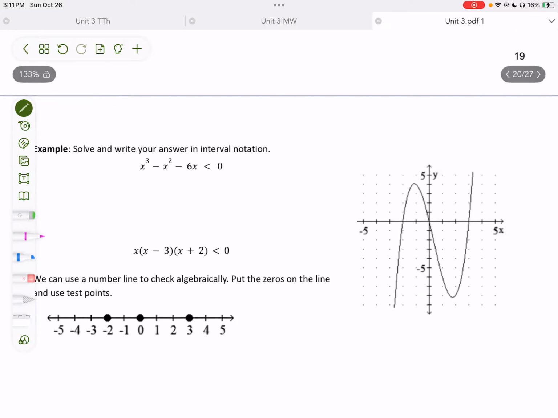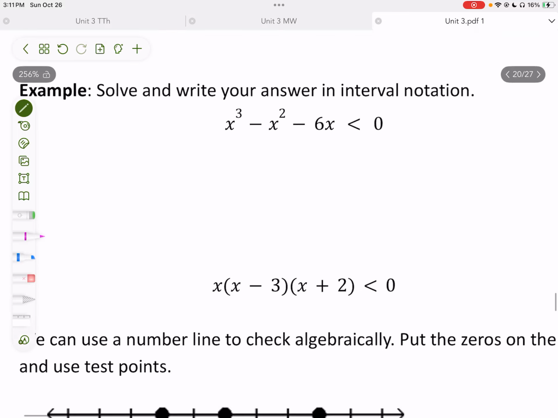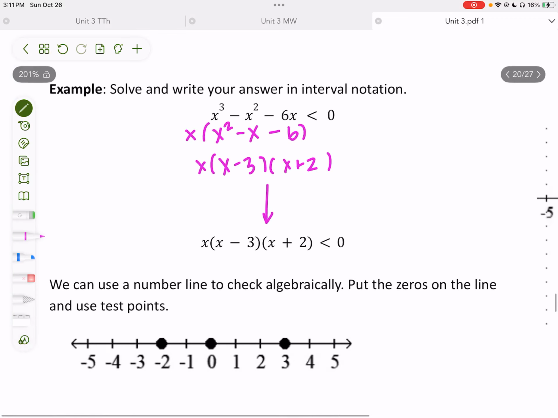So here we have something that is factorable by grouping. Let's take out an x, and then we have x squared minus x minus 6, and that quadratic is factorable. And that's how we end up with this factored form. Notice it says less than 0. What you're going to do now is each of these x values is going to be considered a critical point, because that is where the x values will make the function 0. Notice it says less than, so these are values that would not be included.